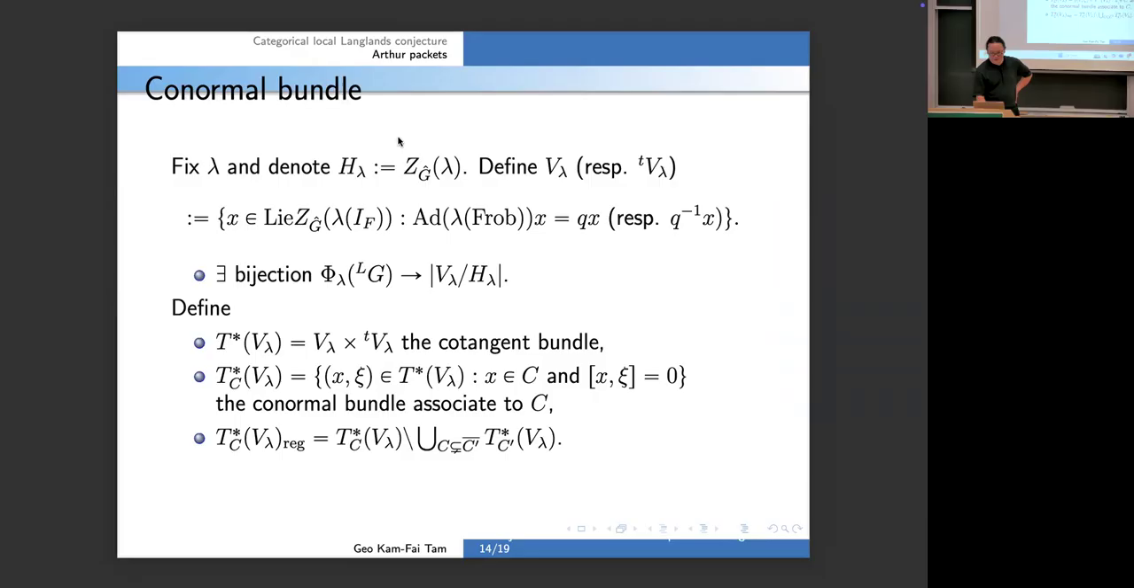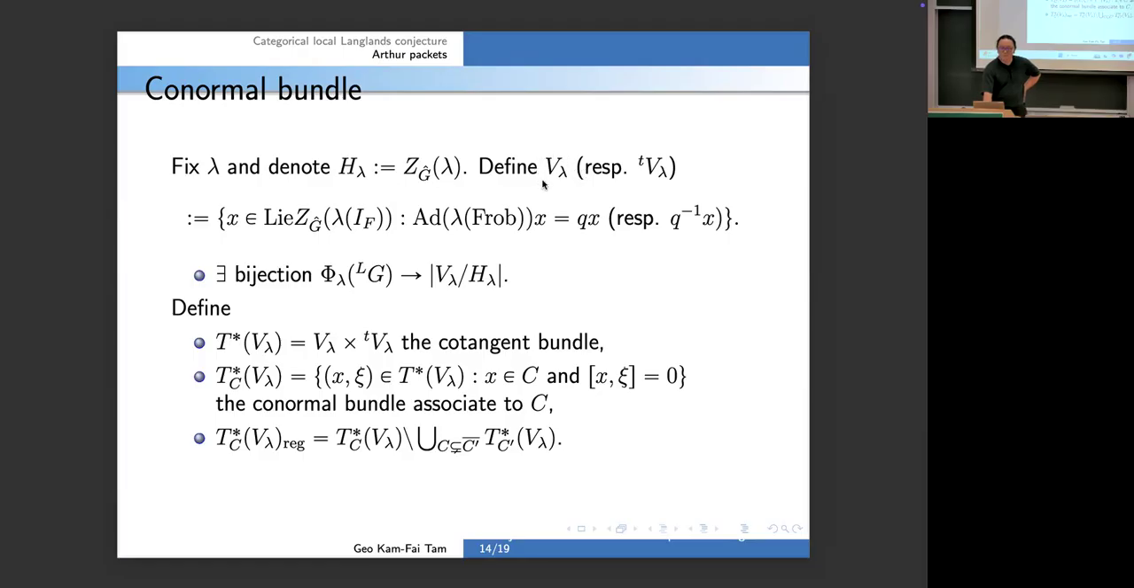So there's a way, inspired by Adams, Barbasch, Vogan. Later on, Cunningham and his group, they give the p-adic version. So we fix an infinitesimal character, infinitesimal parameter λ, and denote H_λ to be the centralizer group.